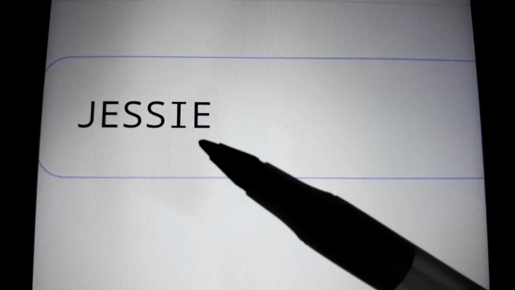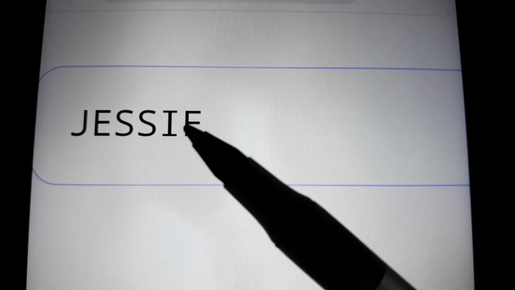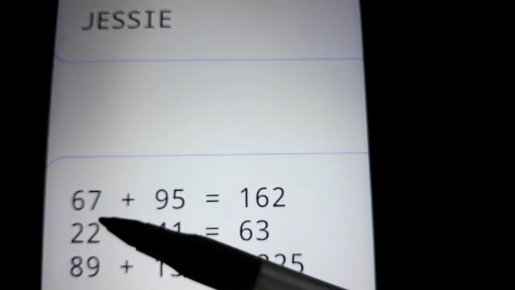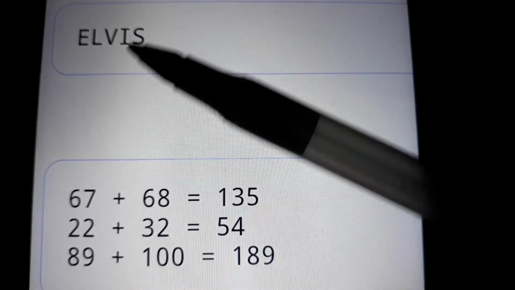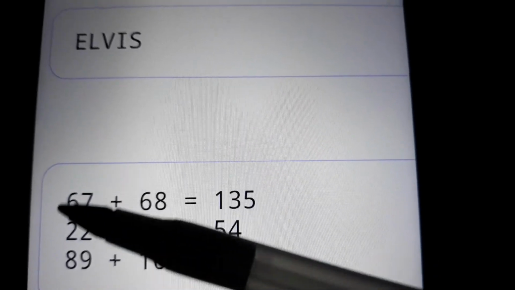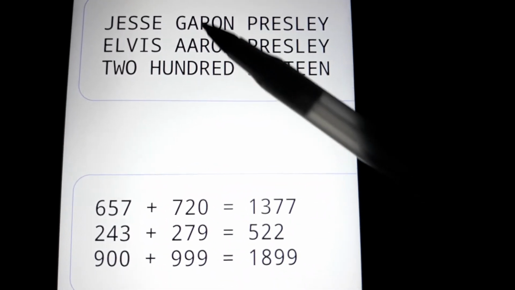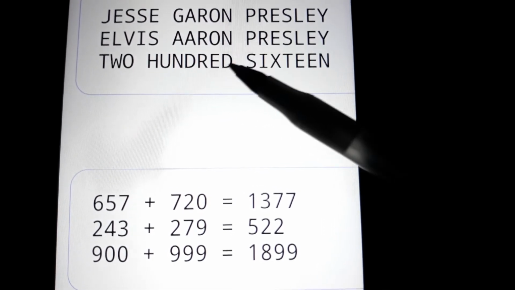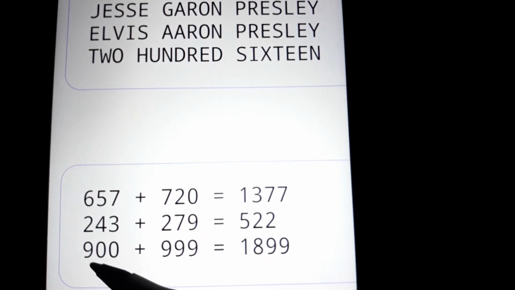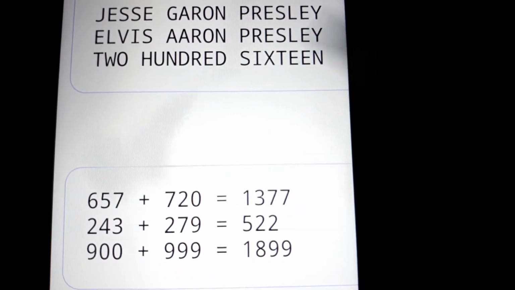Yeah, so remember, Jesse can be spelled without the I or with the I, according to what his name was. All right, so let's spell it with the I real quick. Just look at this forward number, 67, 22, 89. Just remember that. It has the same numbers as Elvis in the front. Look at that, 67, 22, 89. Can you believe that? So here's something interesting. If you put Jesse spelled like this, without the I, Jesse Garone Presley, Elvis Aaron Presley, and 216, look at this. You get 900 and 999. Look at that. All nines on the bottom right there.